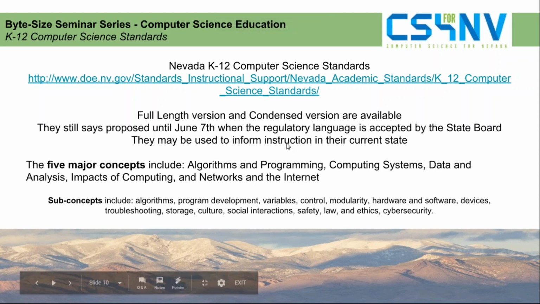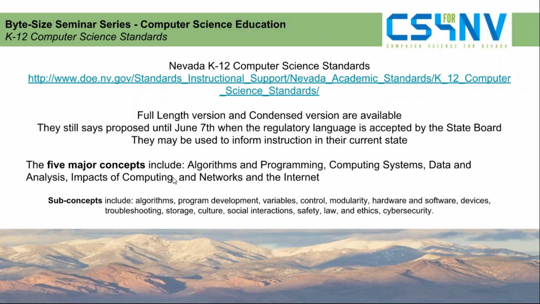With these standards, the 5 major concepts that are covered are algorithms and programming, computing systems, data and analysis, impacts of computing, and networks and the internet. So as you can see, it's not just about coding and programming, but so much more. I mean, even impacts of computing alone, what is it? What are the impacts on society? What are the impacts on my own home, in my life, with password protection and so forth? We can't start young enough with our password protection, for sure.